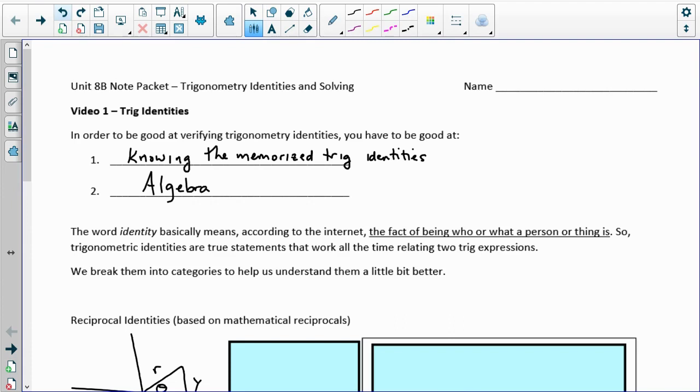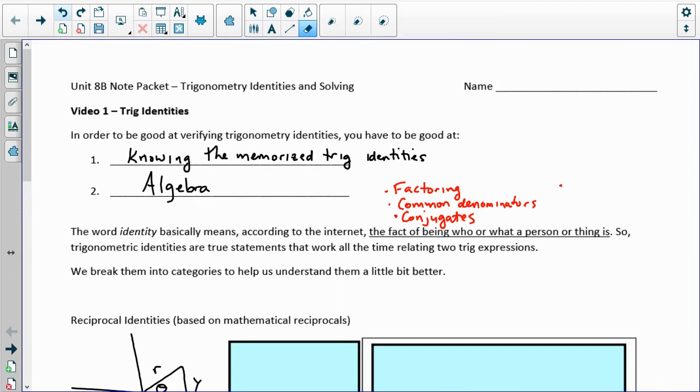Some examples, I'll just list them on the side. Factoring, getting common denominators, using conjugates. Another example would be, actually that's enough for right now because we'll talk about it as we move on and go into other notes on the packet. But you have to use algebra, and you have to know what we memorize.